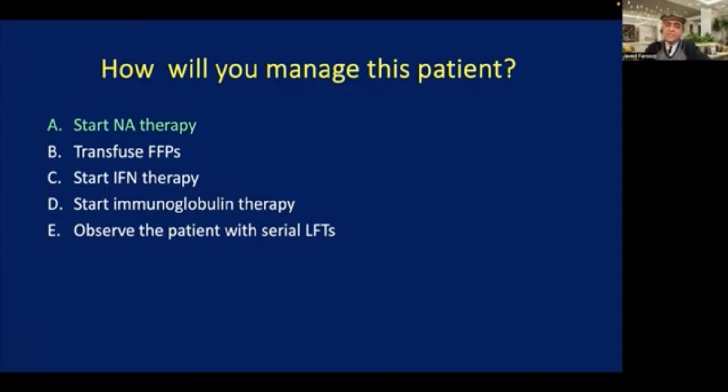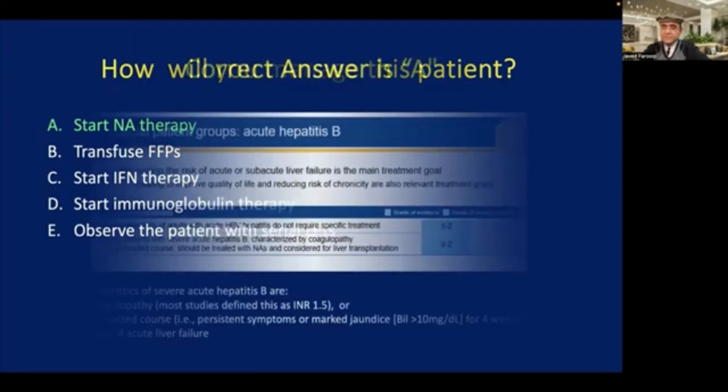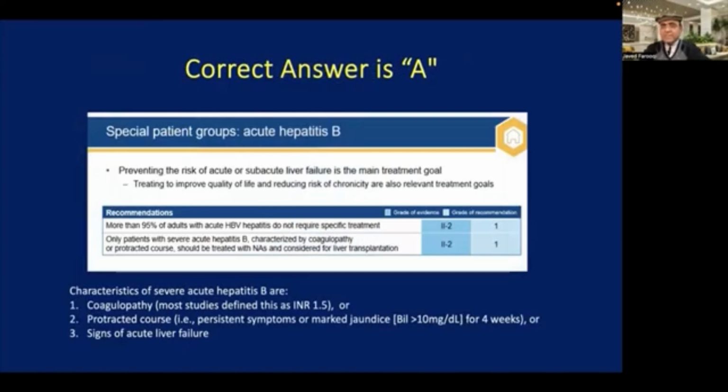Correct answer is you start this patient on NA therapy, oral drugs, the nukes. What the guideline says, it is a special patient group, acute hepatitis B. So preventing the risk of acute or subacute liver failure is the main treatment goal here. Treating to improve quality of life and reducing risk of chronicity are also relevant treatment goals in such a condition.